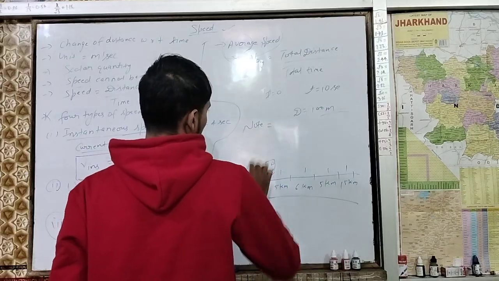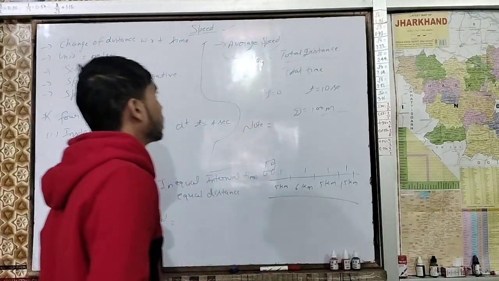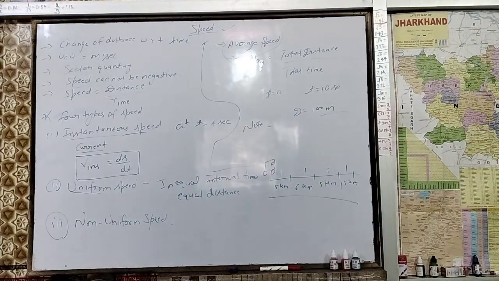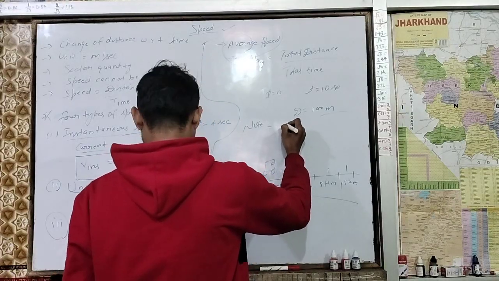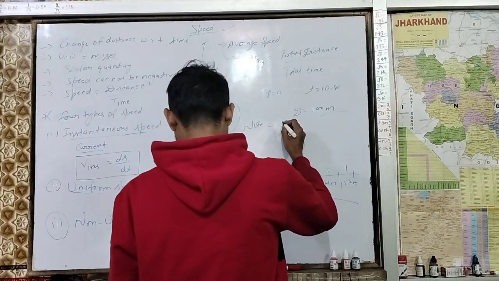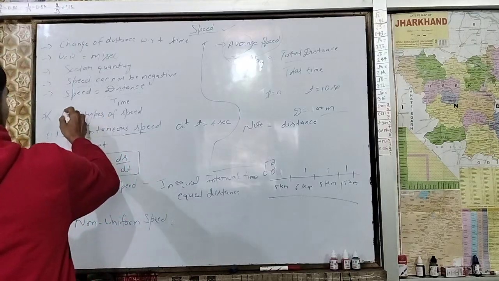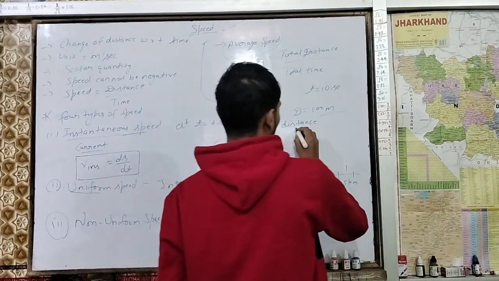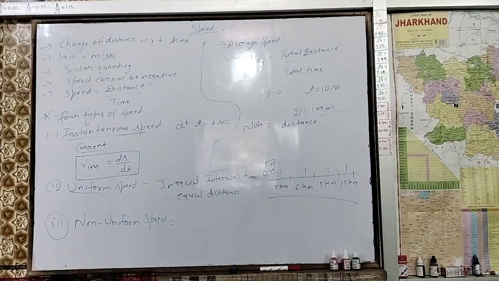Notice, remember, distance will not be decreasing. Distance does not decrease. Velocity can be decreasing. As we saw over here, distance will not be negative. So distance never decreases, but average speed can decrease. So this was a note.